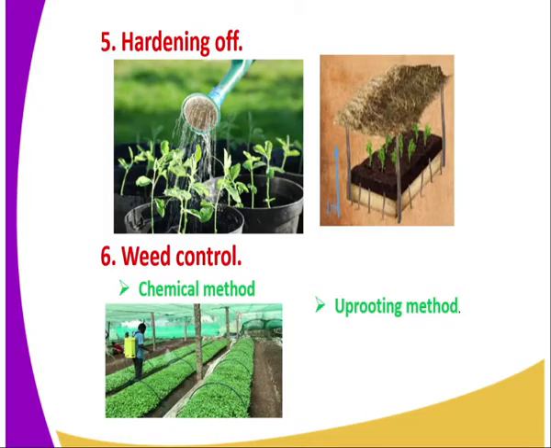Then we have various methods of controlling the weeds. The weeds should be controlled. Either you can use herbicide, that is the chemical method. You apply the appropriate chemicals for killing those weeds. Then the other method is the uprooting method, whereby you select the individual weeds and you uproot them, you can use just basically bare hands.